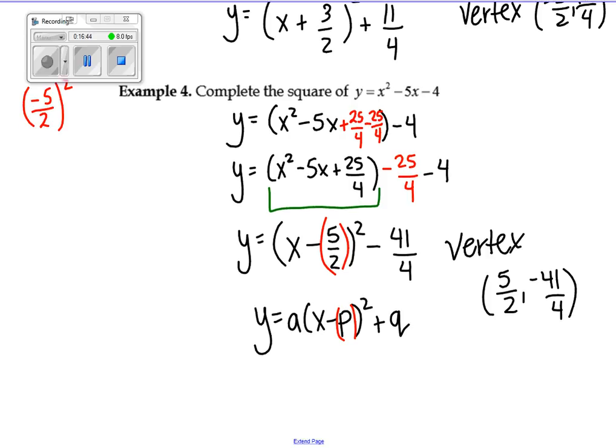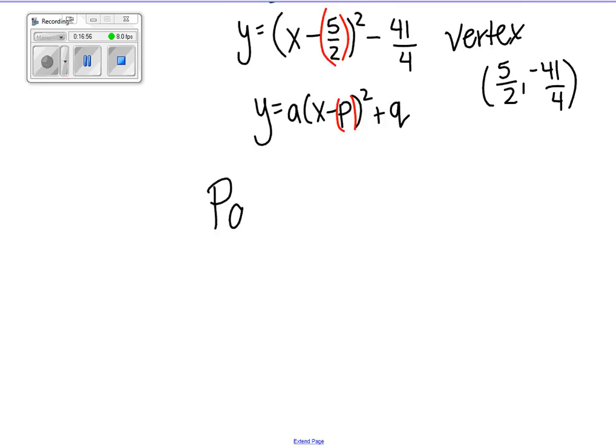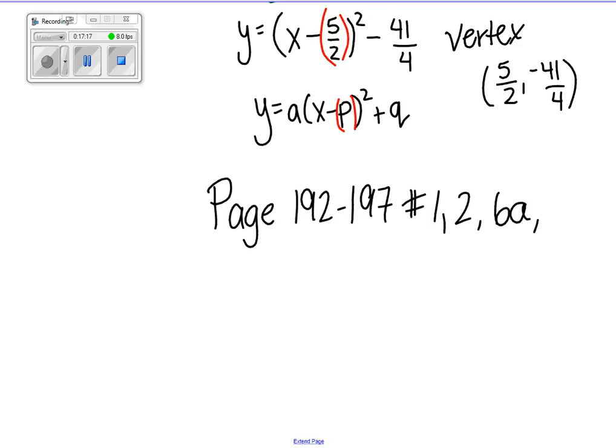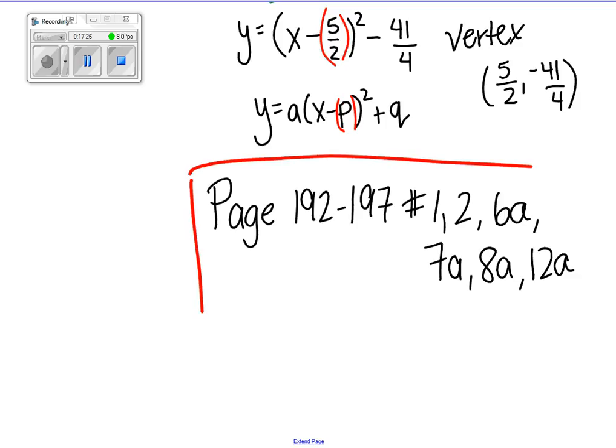That's it for today. That's our lesson. Yay! Okay, what's the homework? Don't get too excited now. Your homework is page 192 to 197, numbers 1A. Oh, no, correction. Numbers 1, 2, 6A, 7A, 8A, and 12A. Okay?